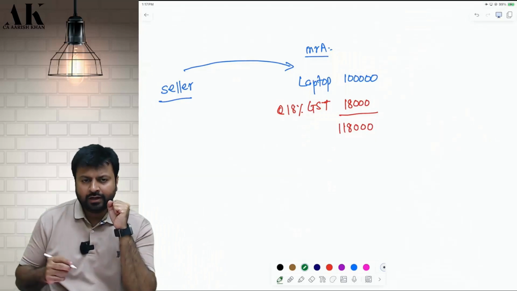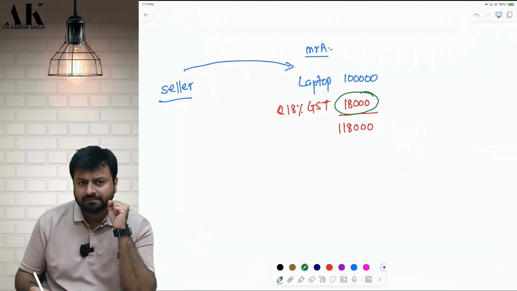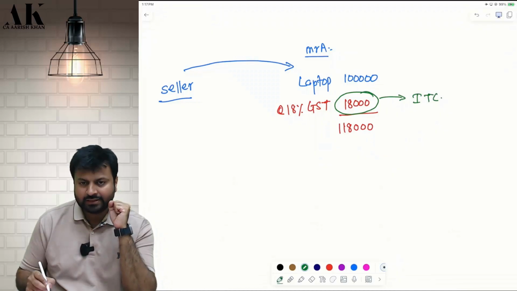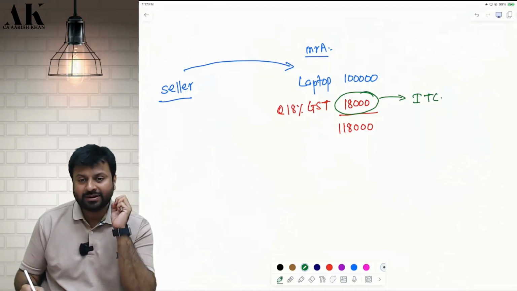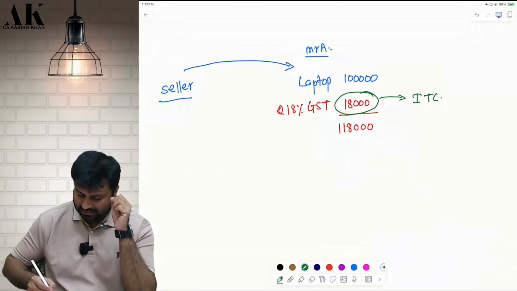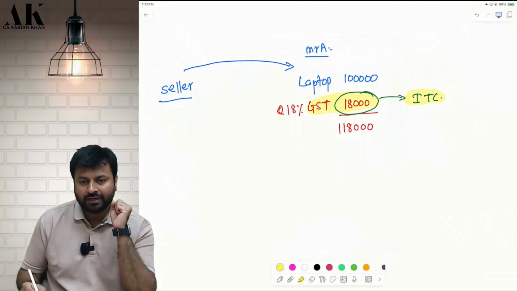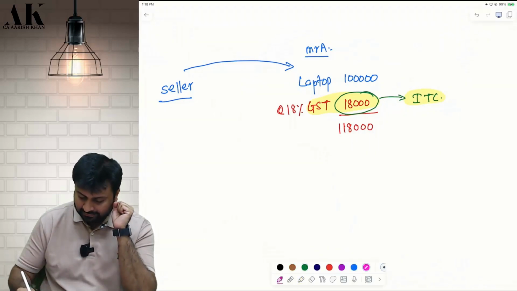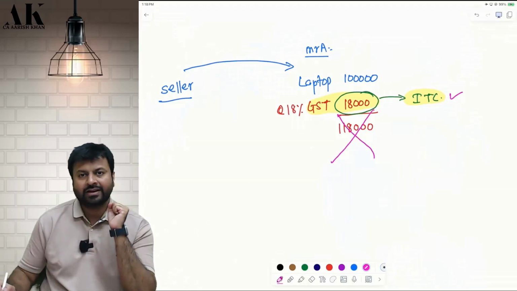Now, what will I do later on? Of this 18,000 rupees, I am doing business. What will I do? I will take the input tax credit of this GST amount. Yes or no? Yes, sir. So here comes the income tax law, which says that if for this GST portion you have taken input tax credit, then you cannot claim depreciation on 1,18,000. Fair enough?